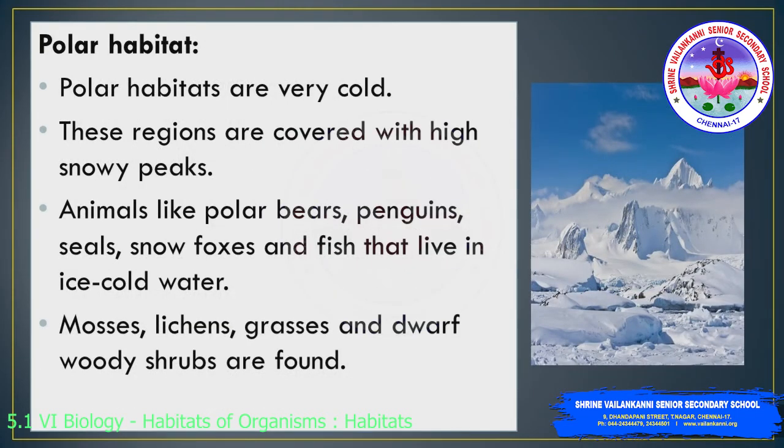The last type of terrestrial habitat is the polar habitat. Polar habitats are very cold. These regions are covered with high snowy peaks, as you can see in this picture. Animals like polar bears, penguins, seals, snow foxes and fishes that can live in ice-cold water are commonly found in the polar habitat, whereas mosses, lichens, grasses and dwarf woody shrubs are some plants which are found in the polar habitats.